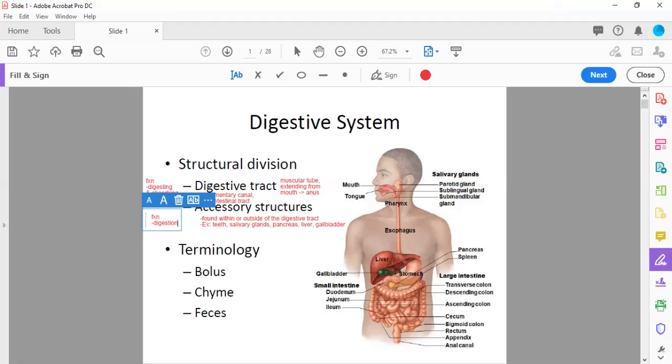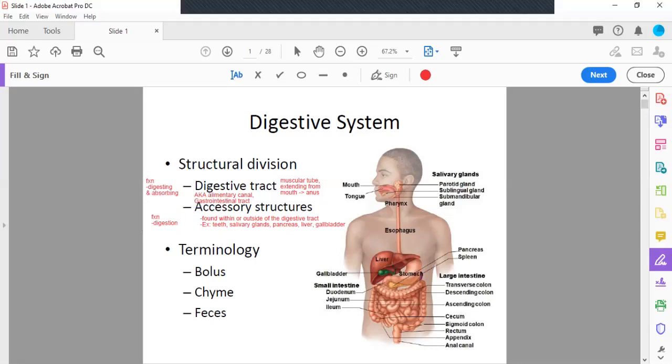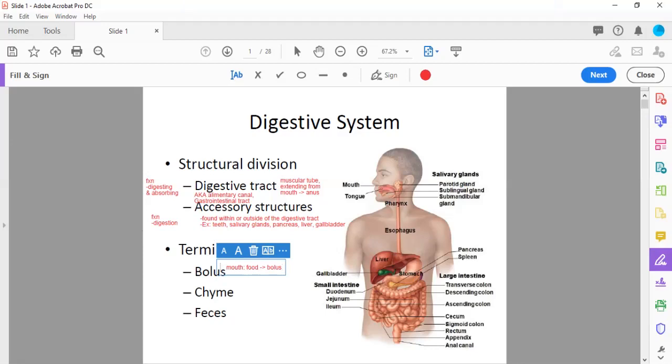So bolus is what you have in the mouth. In the mouth, food is converted into bolus. Whether the food is solid or liquid, by the time it goes through the mouth, it becomes mushier due to the addition of enzymes and how the food is broken down.